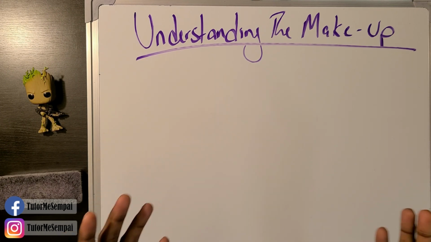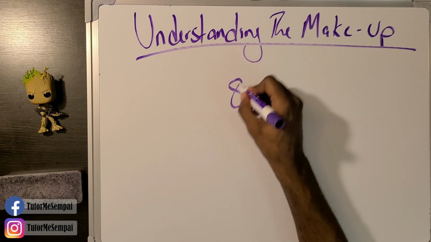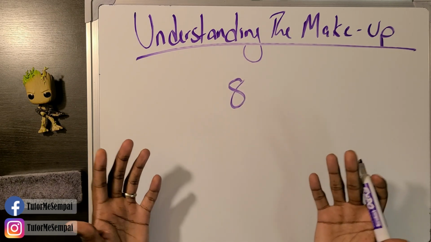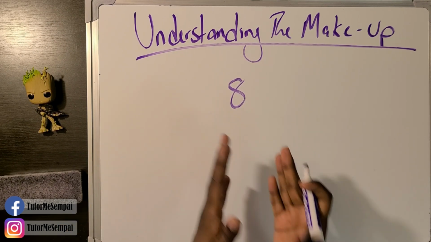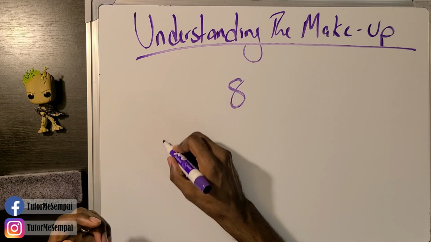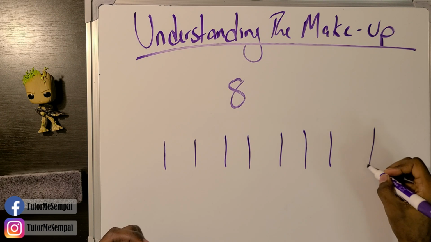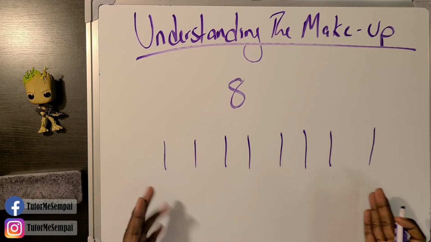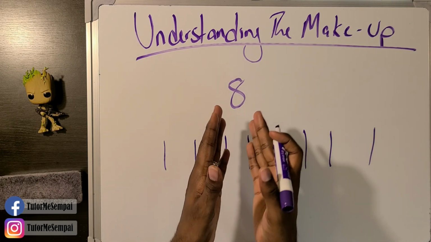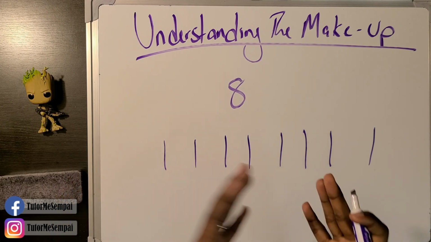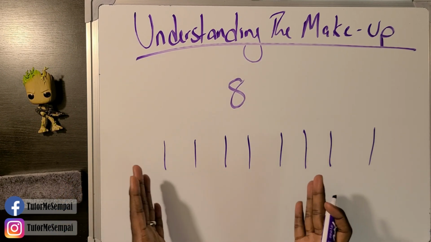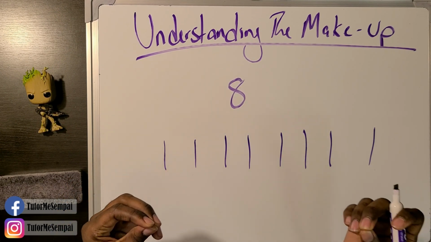So let's start with a very simple number. Let's say we have the number 8. What does 8 represent? Well, 8 represents 8 ones, right? So you have 8 ones. If you were to add up all these ones, you would have 8 of them. So 8 represents 8 ones. Cool, simple. How about a slightly bigger number?